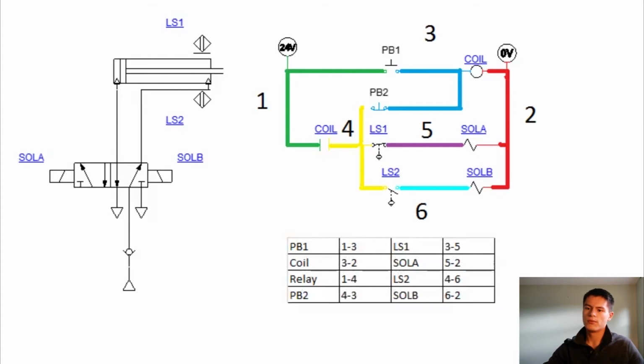And then you have limit switch number 2, the normally open limit switch, and that goes yellow to light blue, or 4 to 6. And then solenoid B, pretty simple, 6 to 2.